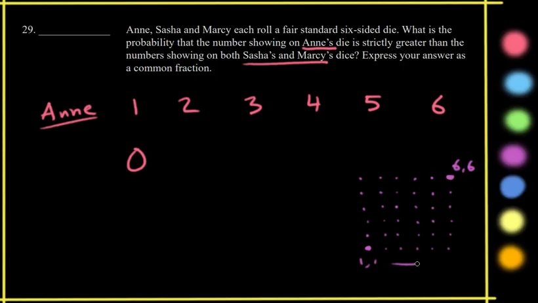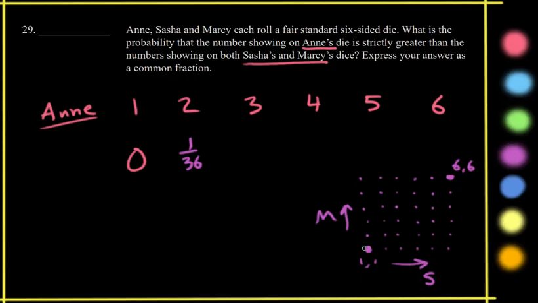So you might think of this dimension as Sasha's roll, and this dimension as Marcy's roll. So you can roll a 1 and a 1. That's the only possibility that has them both lower than 2. So this is basically a 1 in 36 chance. There's 36 possibilities, and only one of them satisfies our criteria where both Sasha and Marcy's die is lower than 2.